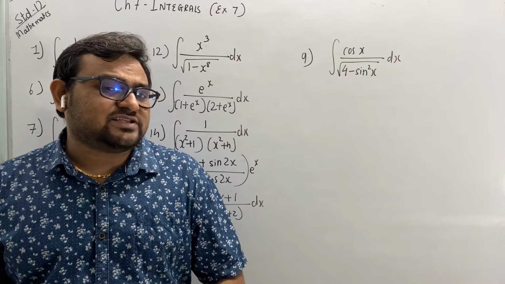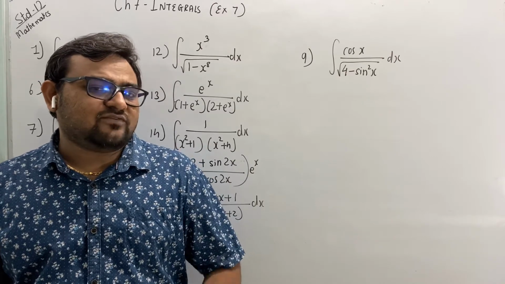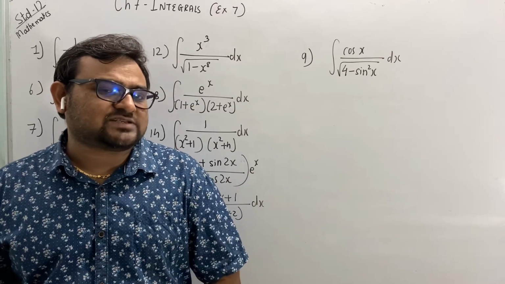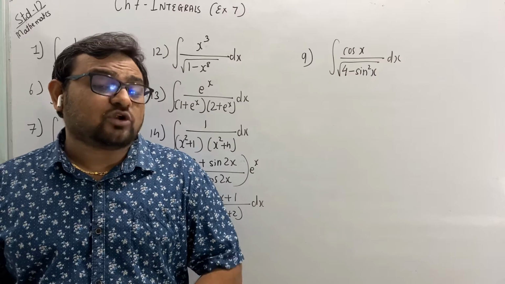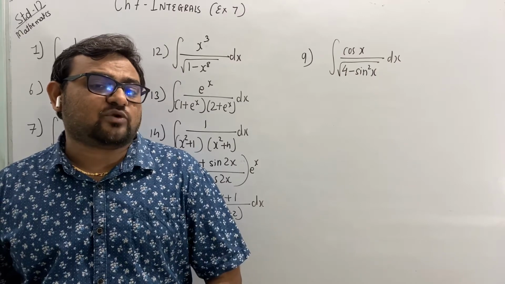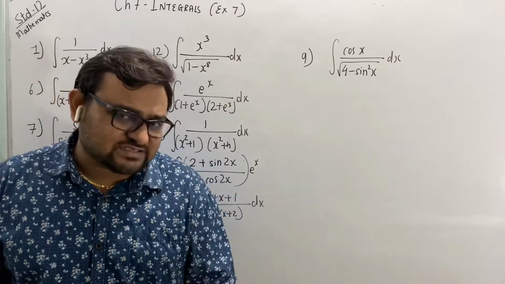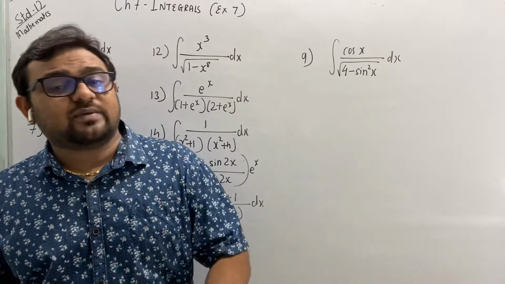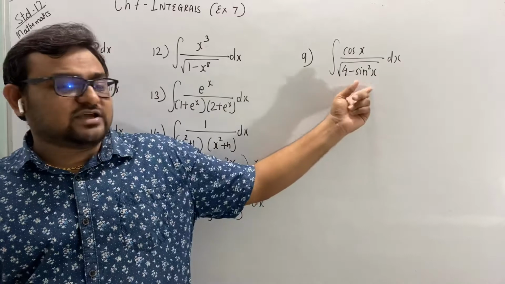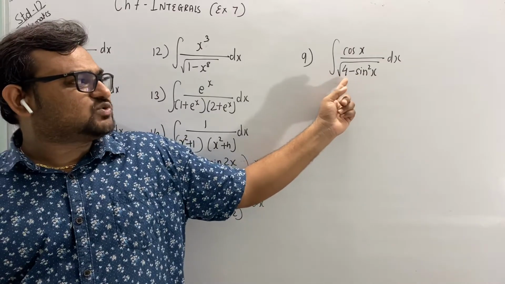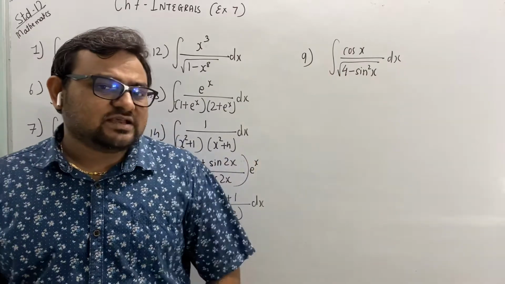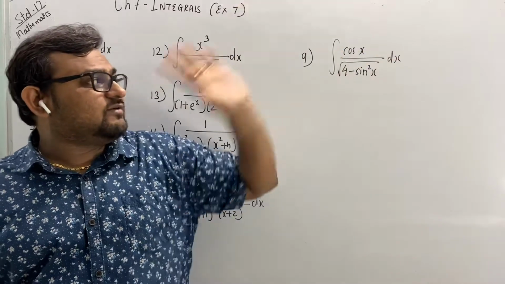So whenever there is a denominator, we were having formulas: integration of 1 upon root of x square minus a square, integration of 1 upon root of a square minus x square, or x square plus a square, right? Sometimes we are making a perfect square, so we'll use that method. But here we are already having squares, 2 square minus sine square. But in the numerator, I am having cos x.